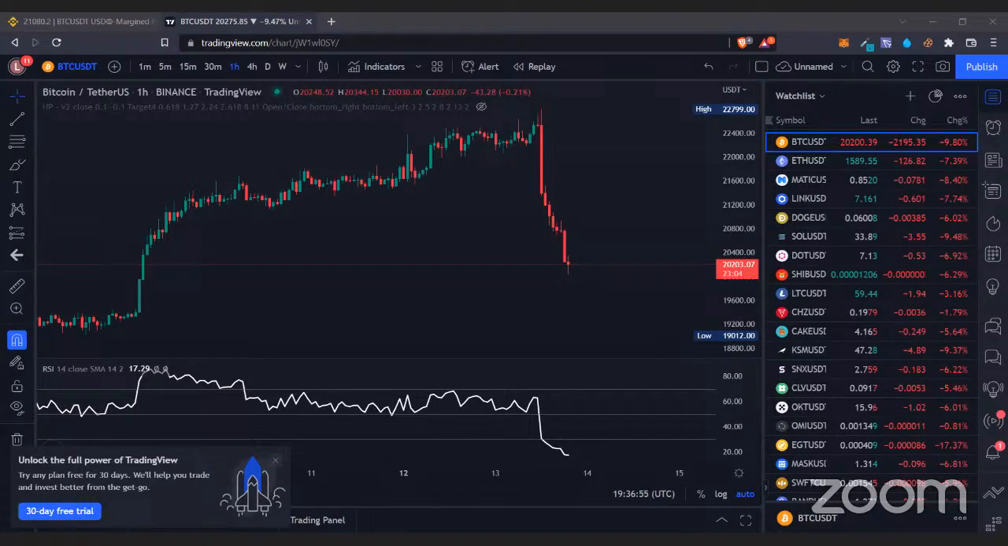immediately. In most cases, it will not go in your favor immediately, because when we do analysis on the chart, we do those analyses with a longer time frame.